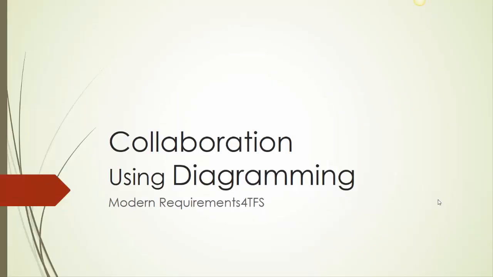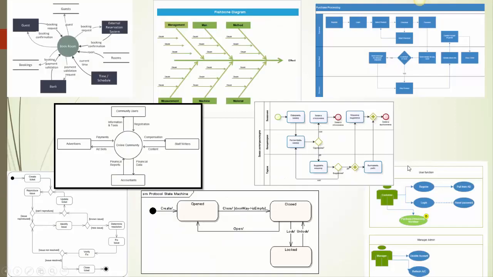Collaboration using diagramming. This is an approach to working with diagrams as a requirements elicitation and validation approach. There are many types of diagrams you can now create directly within Modern Requirements for TFS, whether you're doing a swim lane diagram, a context diagram, a data flow diagram, a use case diagram, a fishbone diagram, and so on. There are many different stencils supported directly within Modern Requirements.